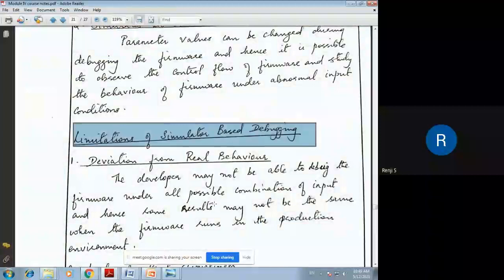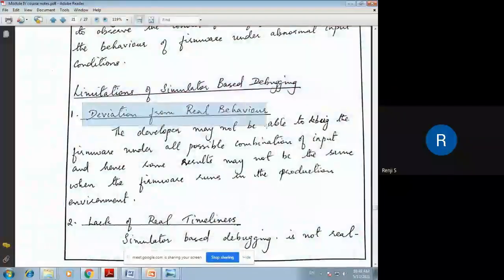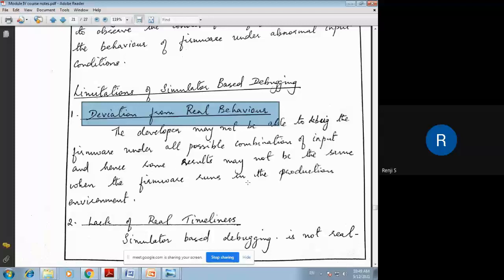What are the limitations or drawbacks of simulator-based debugging? So the first limitation is deviation from real behavior. That is, a developer may not be able to check or debug the firmware for all possible values of input.